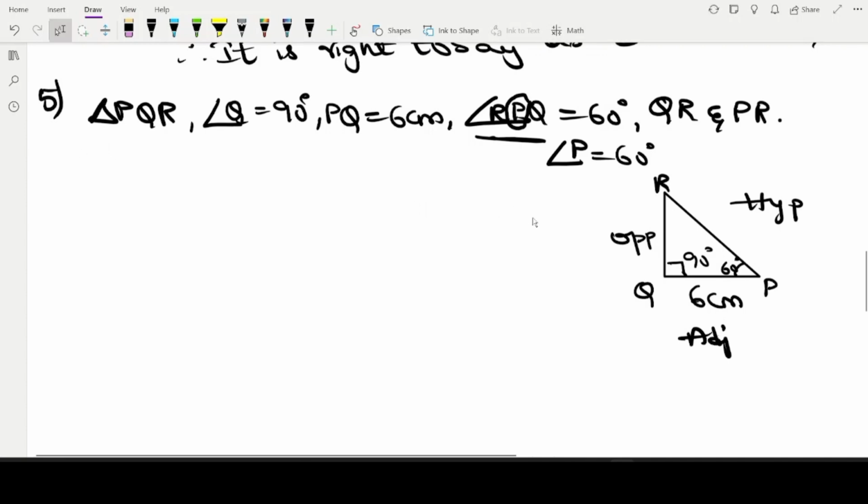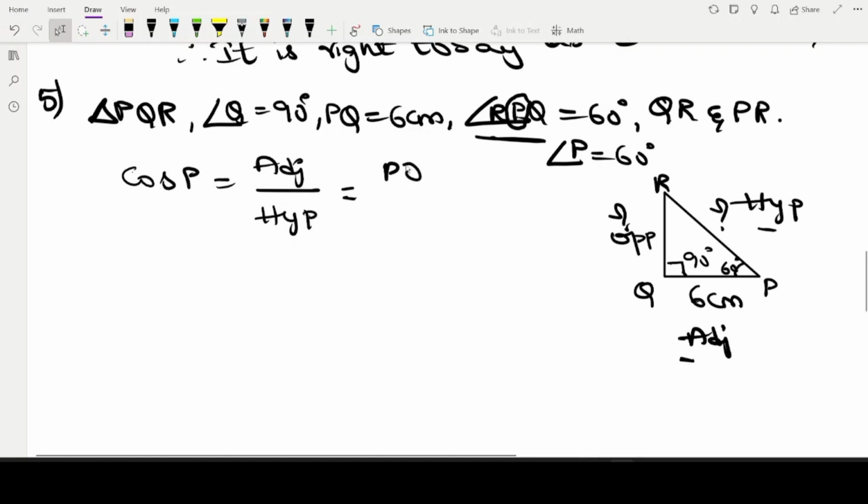So we are asked to find both QR and PR. We have PQ equals 6 centimeters, one side value, and one angle. So let us find the other two sides. Here it is adjacent and hypotenuse. The trigonometric ratio that combines the adjacent side and the hypotenuse would be cos, as the angle is given at P. So cos P equals adjacent divided by hypotenuse, where the adjacent side is PQ and the hypotenuse is PR.